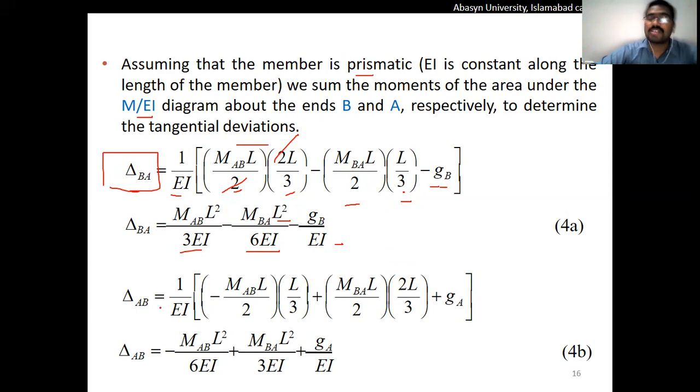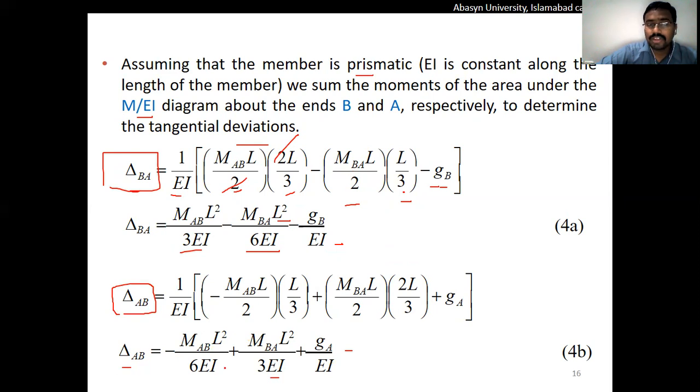Thus, we apply the same procedure at A to calculate the deformation at point A. The same equation is applied; the only difference is in terms of the sign conventions. We ultimately get the equation for deformation at point A: delta AB is minus MAB L square over 6EI plus MBA L square over 3EI plus GA over EI.